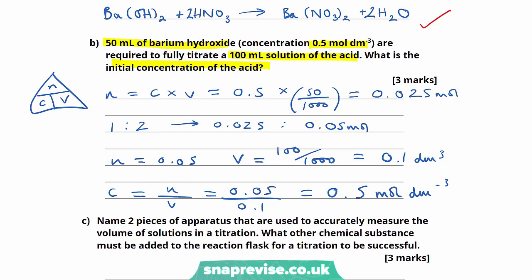So, this question holds 3 marks. The first mark is given for correctly calculating the number of moles of barium hydroxide. The second for applying that and using that to calculate the number of moles of acid. The third and final mark for correctly calculating the initial concentration of the acid, remembering to give units.